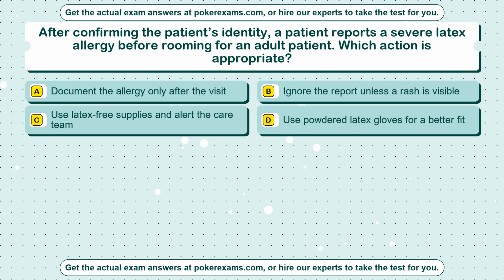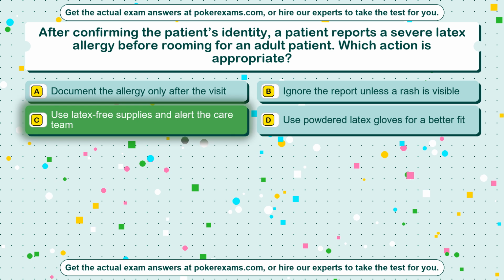Question 18. After confirming the patient's identity, a patient reports a severe latex allergy before rooming for an adult patient. Which action is appropriate? Option A, document the allergy only after the visit. Option B, ignore the report unless a rash is visible. Option C, use latex-free supplies and alert the care team. Option D, use powdered latex gloves for a better fit. The correct answer is option C, use latex-free supplies and alert the care team.